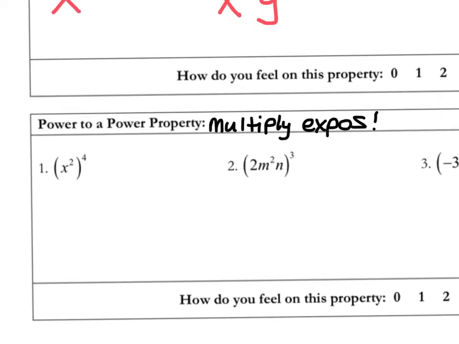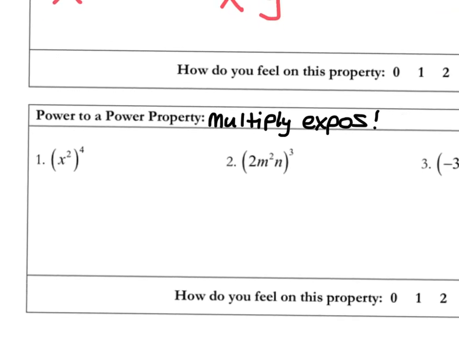First example, we've got x squared raised to the 4th. So we're just going to multiply my exponents. I rewrite the base, and I'm going to do 2 times 4, which is 8. And we're done. This is the distributing thing I was talking about for number 2. This whole thing, 2m squared n, is being cubed. So we're multiplying 2m squared n by itself 3 times. I like to call it distributing. We actually are going to raise each part to the 3rd.